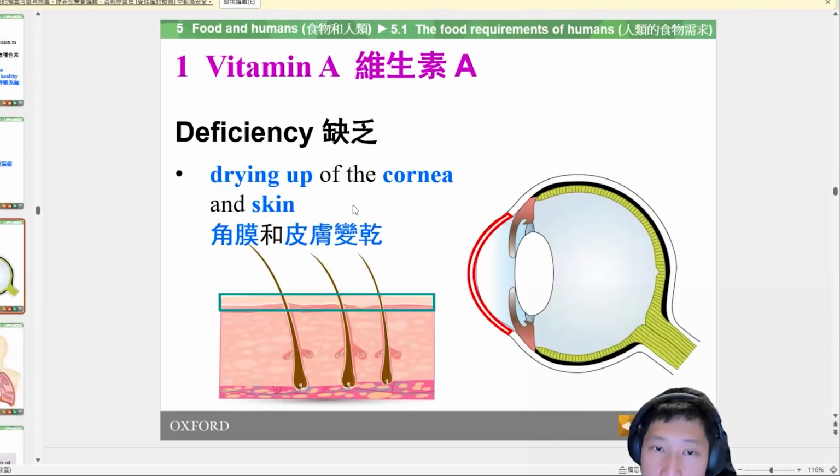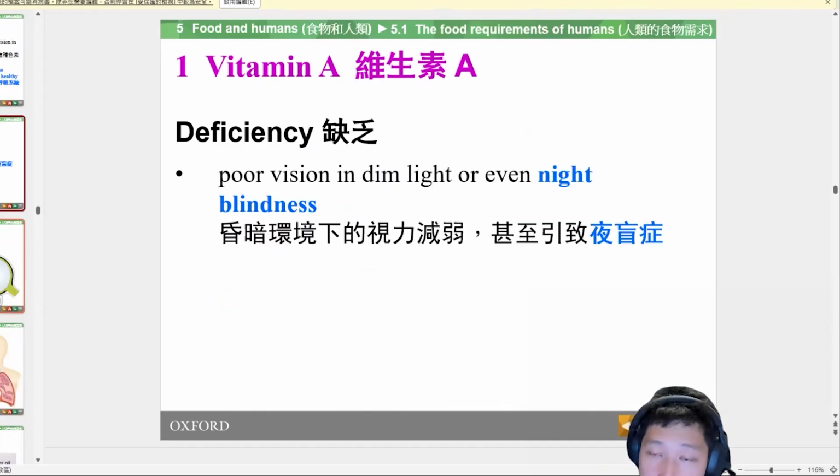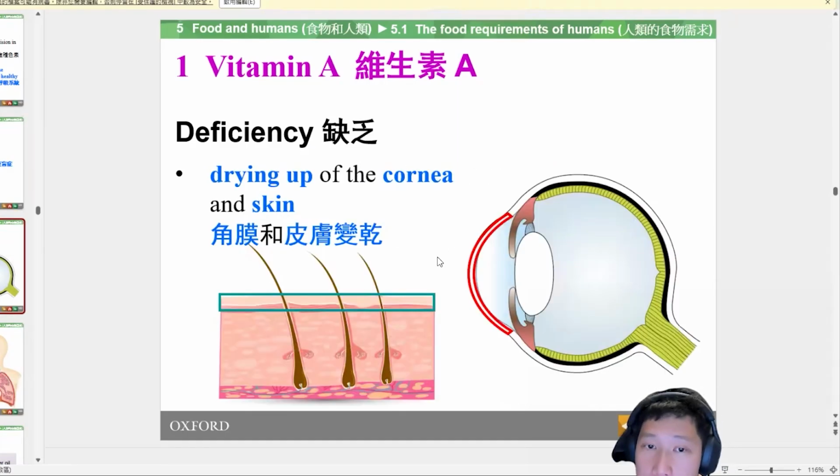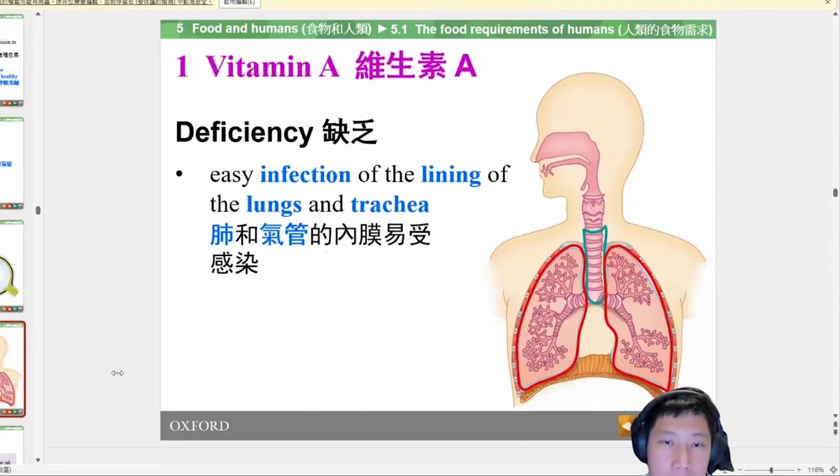Then you may ask a question. Apart from night blindness, if we do not have enough vitamin A, we may also cause the drying up of our cornea and skin. So for the girls, if you want to keep your skin full of water, you need to take in a certain amount of vitamin A. Then your skin will not dry up quickly.